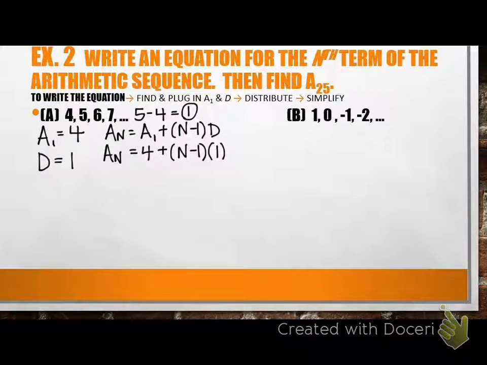Now, notice I plugged my d in parentheses. Yes, you must do this. If you don't, there's a very good chance, especially if we ever plug in a negative common difference, that you're going to forget that this is multiplication. So get in the habit of always plugging d into the problem in parentheses. Now, essentially, here's what we're doing. We are solving this equation for a sub n.